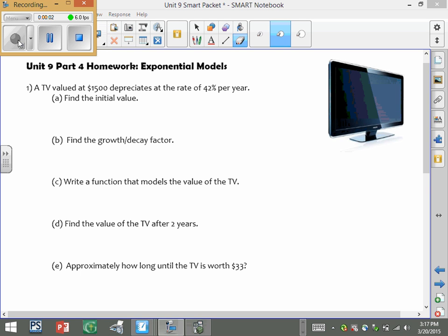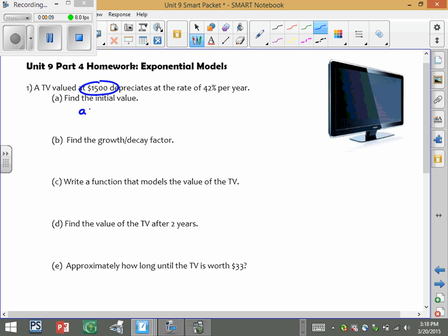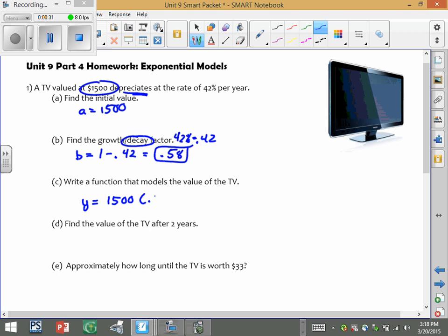So we'll take a quick look at the problems on page 14 that you should have just done. The initial value for this TV is valued at 1500. So A equals 1500. It depreciates, so this is a decay factor. So B equals 1 minus, again, 0.42, so 42% equals a decay rate of 0.42. So we got B is 0.58. So the function that models this will be 1500 times 0.58 raised to the x power, right?